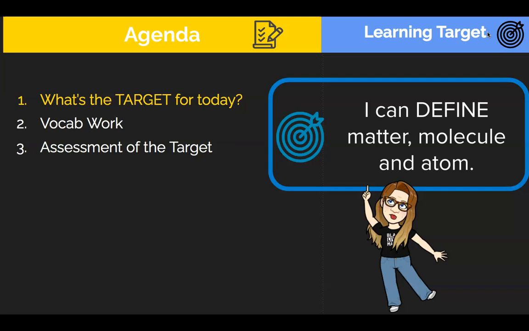So our learning target for today is I can define matter, molecule, and atom. What that means is by the end of the lesson today, I want you to have a definition in your head of what is matter, what is a molecule, and what is an atom.